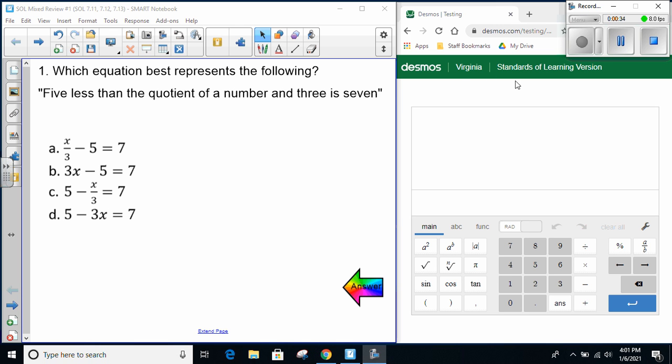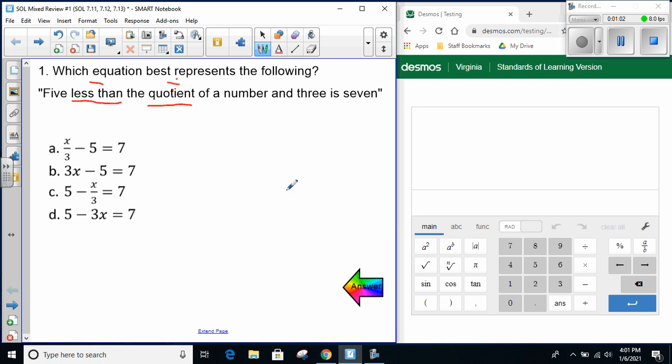So let's get started. Number 1 says, which equation best represents the following? 5 less than the quotient of a number and 3 is 7. So the first thing I want to do is look for any symbol or any words that tell me the operations that are happening in the problem. Less than tells me that I'm going to be looking for some subtraction, and quotient tells me that I'm going to be looking for division.